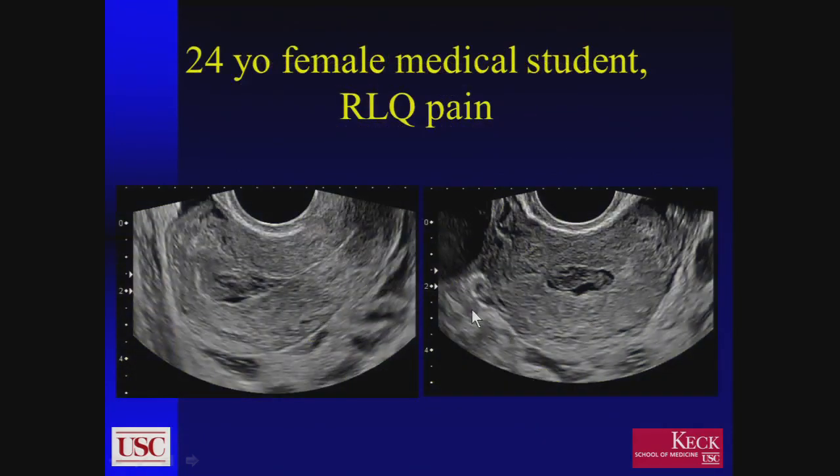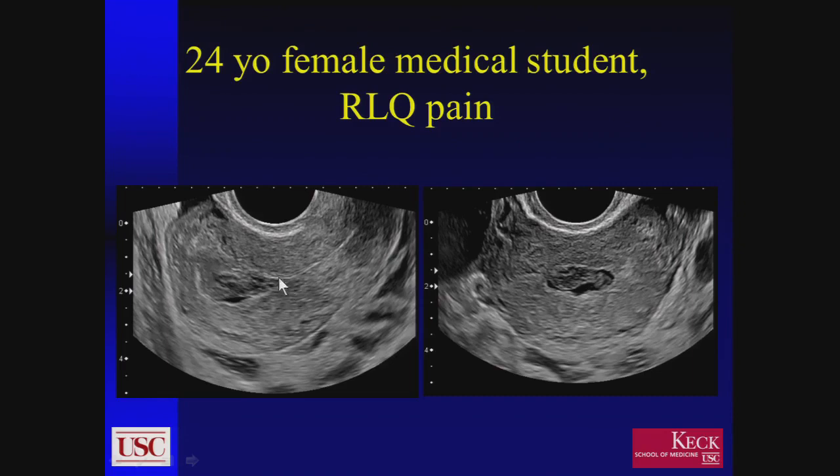So this is a 24-year-old female medical student who came to us with a complaint of right lower quadrant pain. They were predominantly thinking more in terms of either an ovarian cyst or potentially even appendicitis, although she didn't really have any kind of febrile situation going on. What we noticed when we did the endovaginal scan on this woman was that there appeared to be a mass-like area within the endometrium.